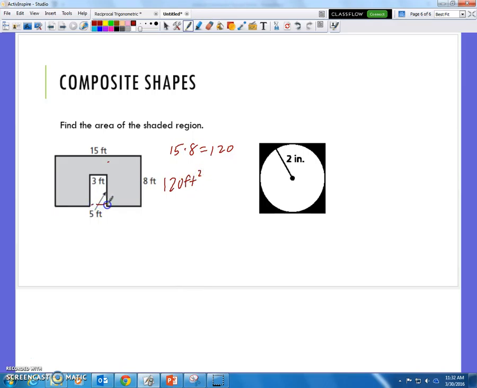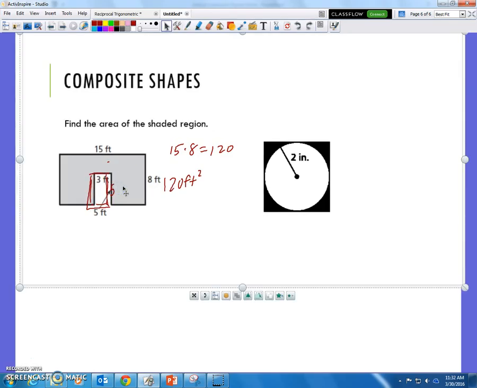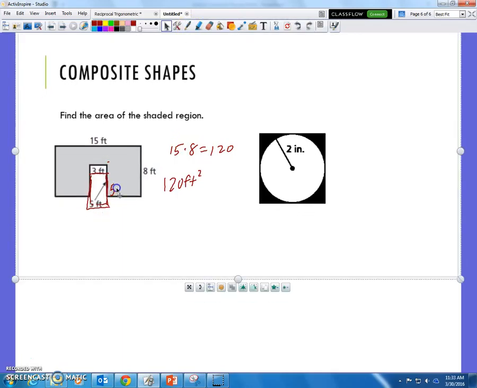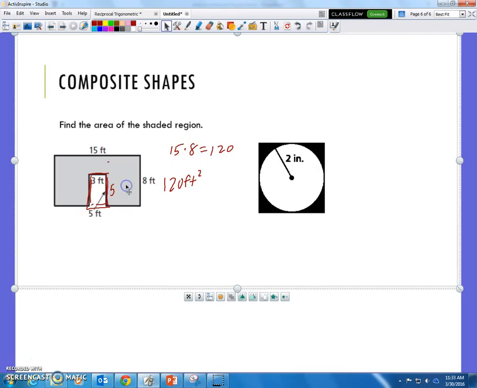I don't want this gap, though. I don't want this rectangle's worth of area. So it looks like I have a 5 foot by 3 foot rectangle here. And so what I don't want is 15 feet squared. I don't want to include that in my total area. I'm going to take that 120, I'm going to subtract the 15, and that leaves me with 105 square feet.